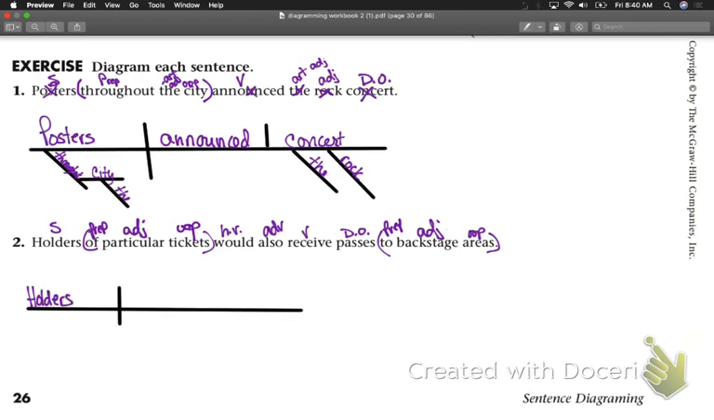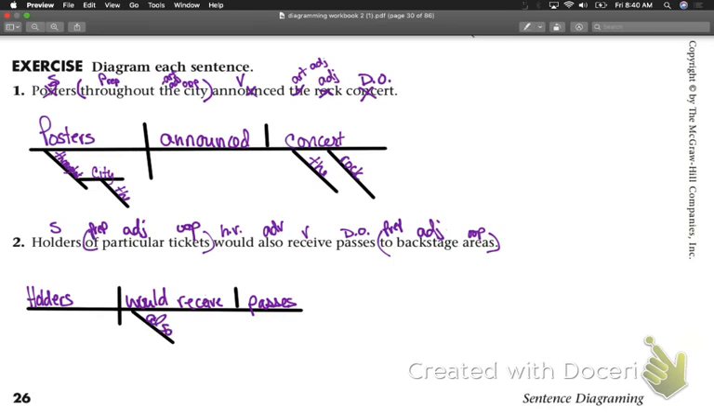And then would receive goes together, because would is the helping verb to receive. Then you have a direct object. Would receive what? Your direct object is passes. How or under what condition would they receive? Also, right?